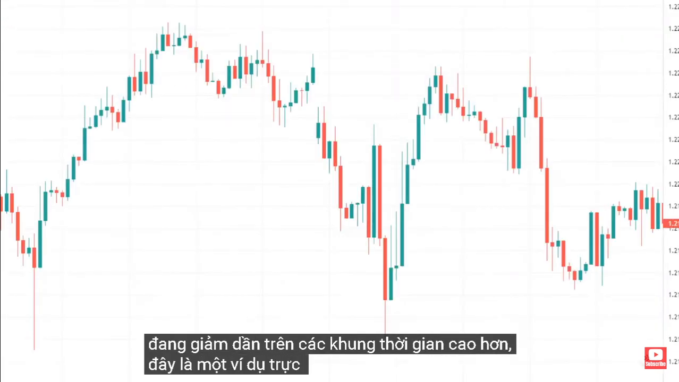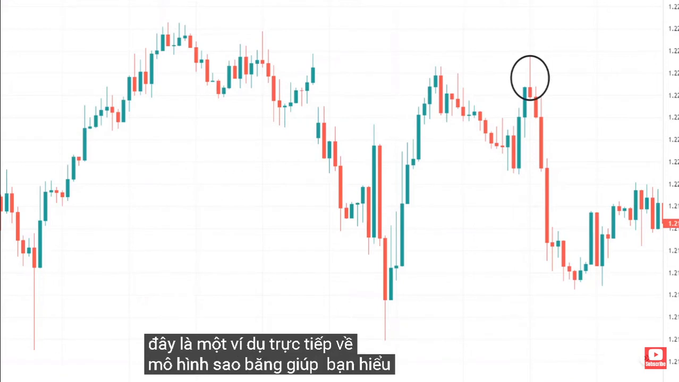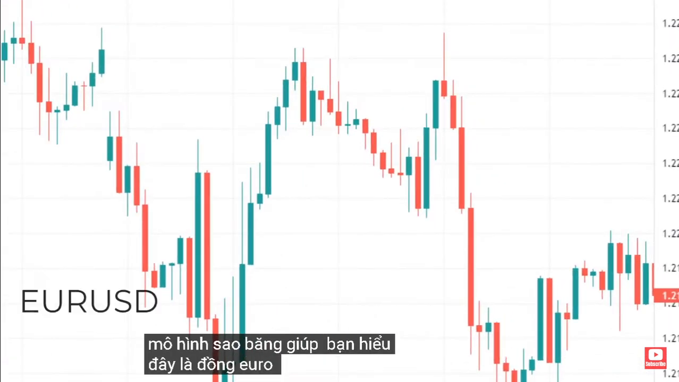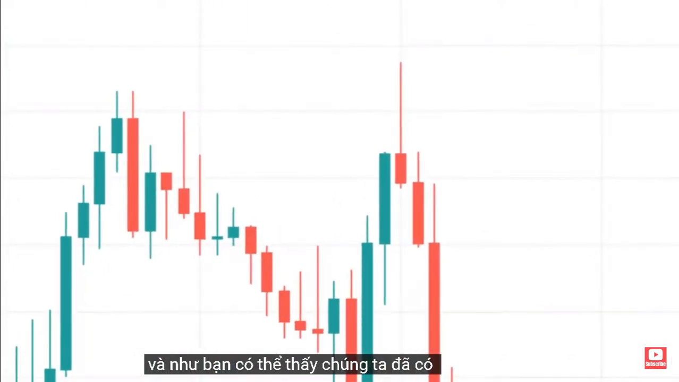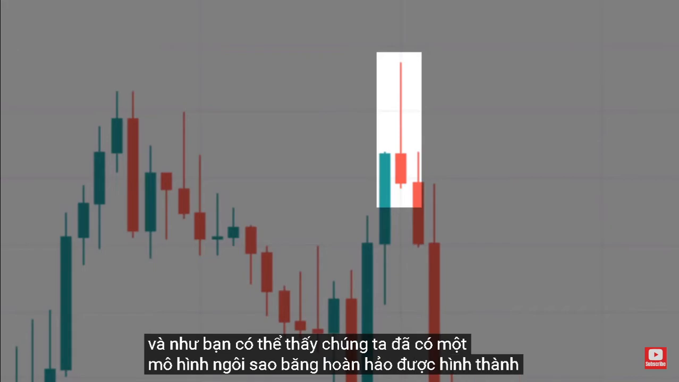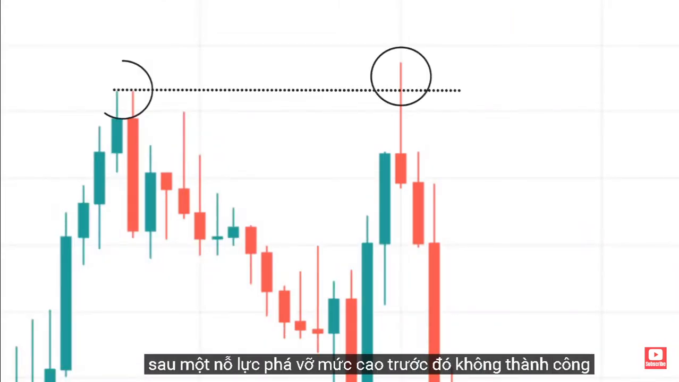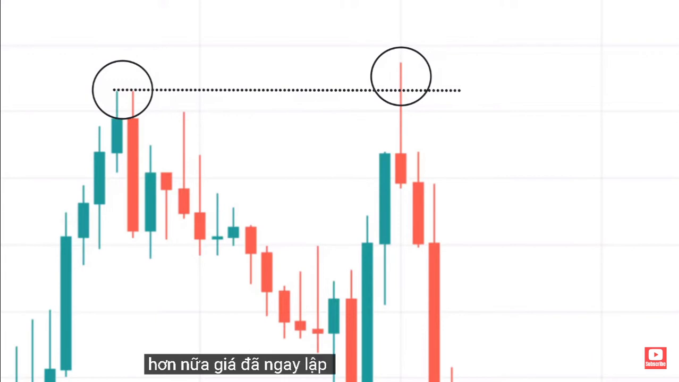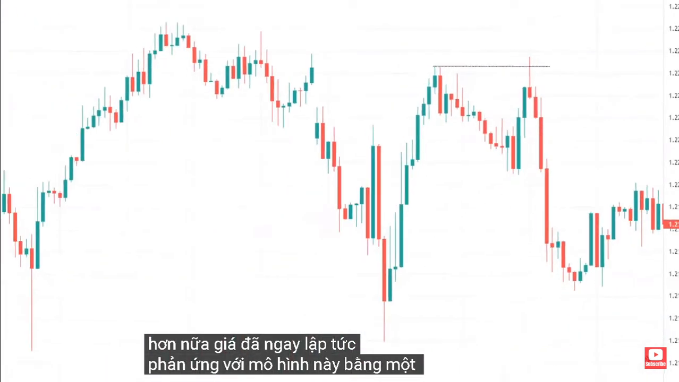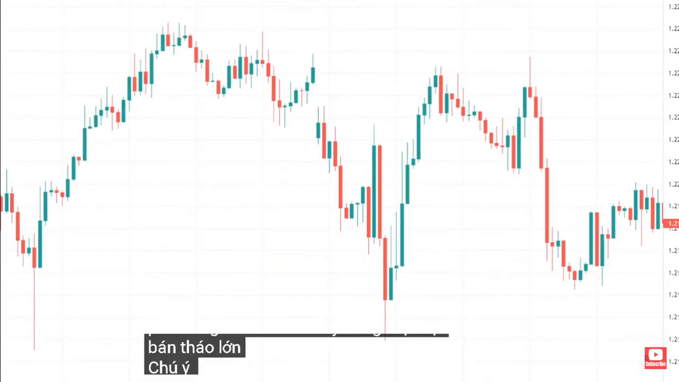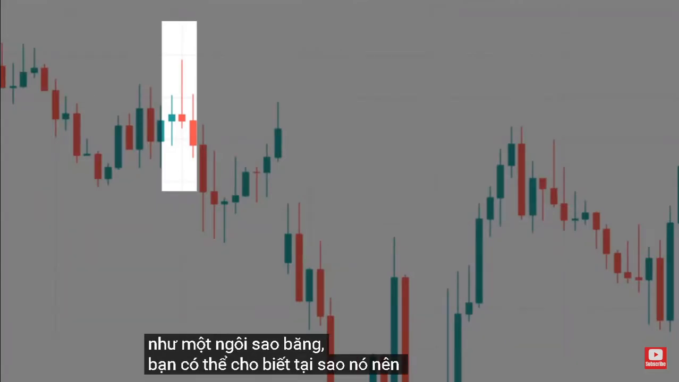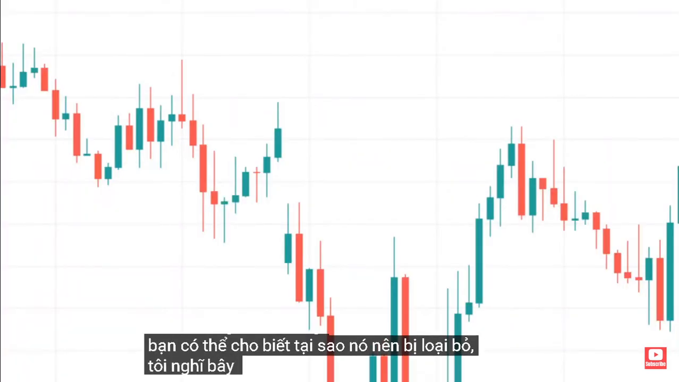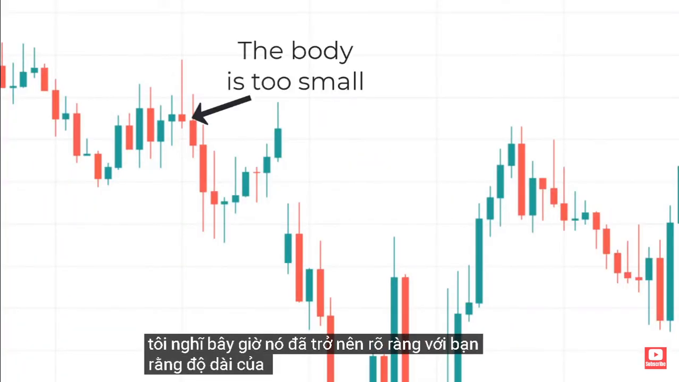Here is a live example of the shooting star pattern to help you understand. This is the euro against the US dollar chart. And as you can see, we had a perfect shooting star pattern which has formed after a failed break attempt of the previous high. Furthermore, the price has immediately reacted to this pattern with a huge sell-off. Notice the earlier candle that may look like a shooting star. Can you tell why it should be discarded? I think now it has become clear to you how important the length of the wick is relative to the length of the body of the candle.